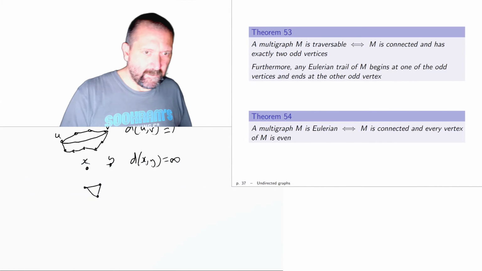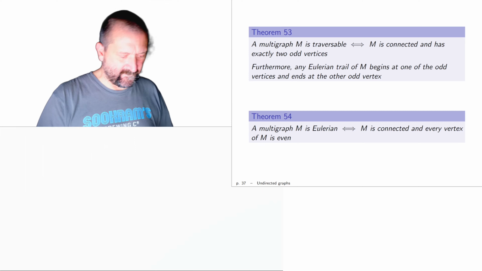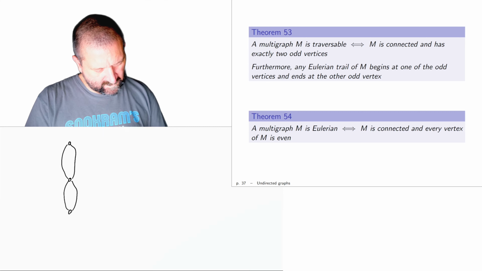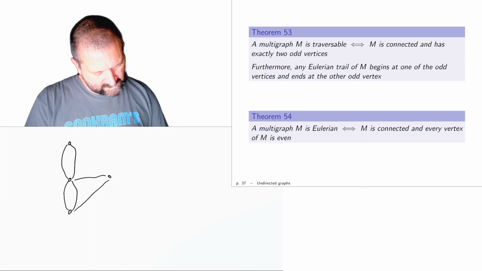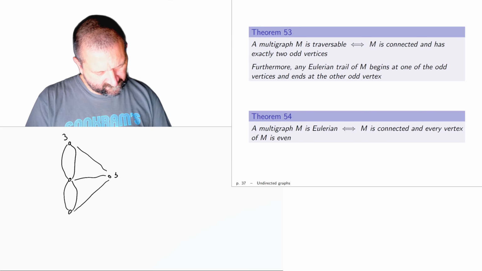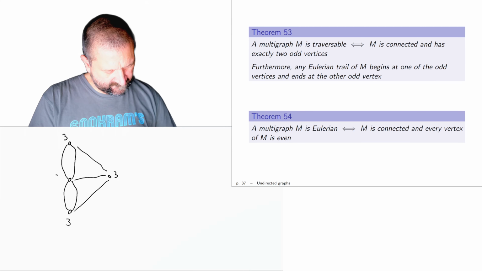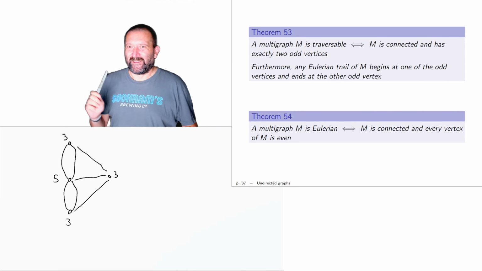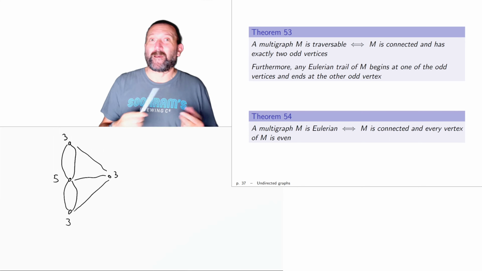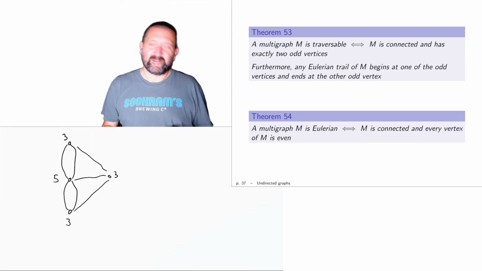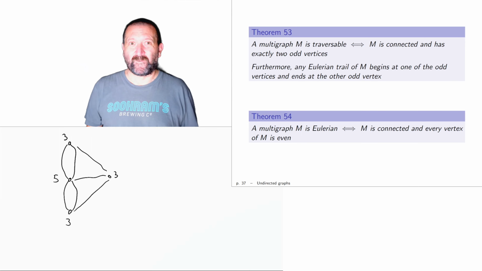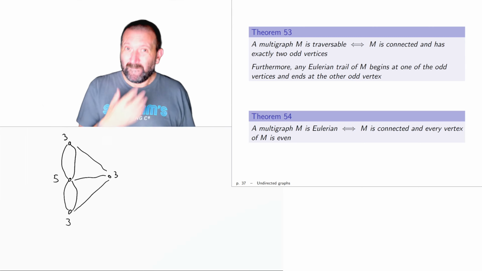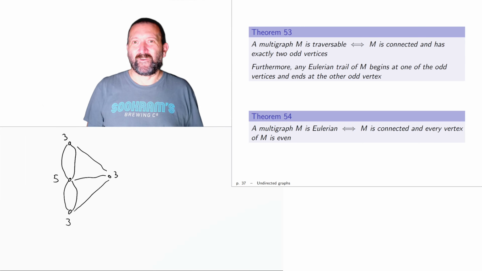So let us go back to our favorite graph, and let me indicate the degrees. This is 3, 3, 3 and 5. So first question: is it traversable? Does there exist an Eulerian trail? M is connected, yes, and it has exactly two odd vertices? Definitely not. There are four of them. It doesn't have two, it has four. So that does not work.